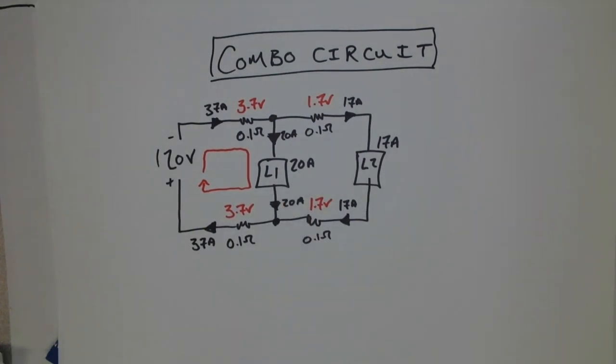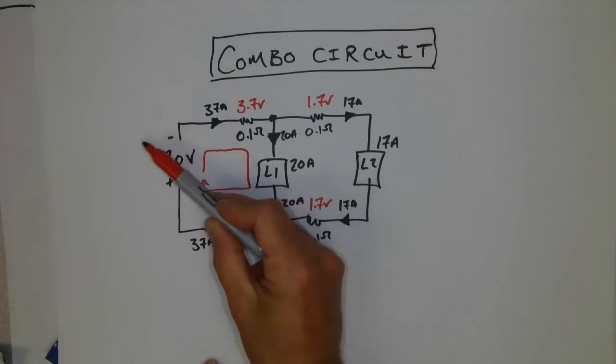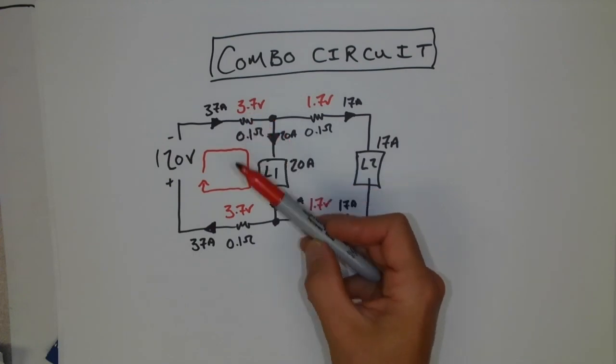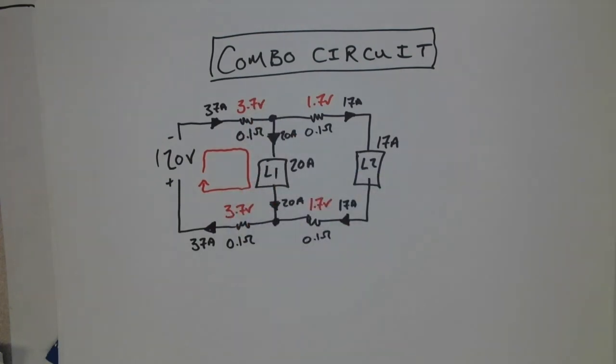So load number 1, I'm going to take my positive 120 volts, my source voltage, and I'm then going to subtract these 2 line drops from it. So this one, I'm going to use my calculator because I'm not that good.